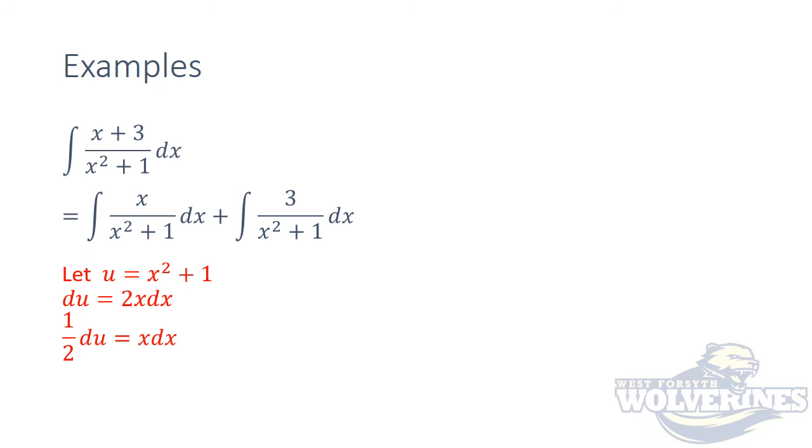Okay, so now I'm only replacing with u for the integral on the left, but all the x's have to go on that integral on the left. So the x dx becomes 1/2 du, leaving a 1 on top, and then the x squared plus 1 in the denominator becomes u. All I'm doing to the integral on the right is taking the 3 off the top outside the integral, leaving a 1 on top.